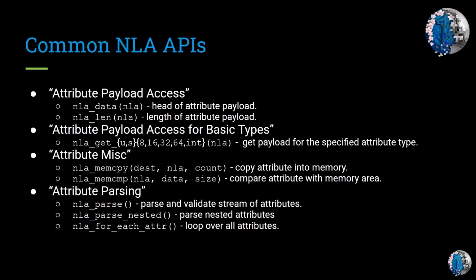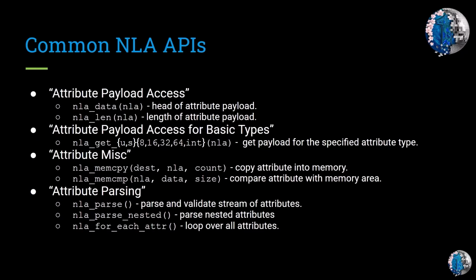These are some common APIs you're going to see in code that's handling the parsing and callback functions for NL80211. They're defined in some netlink.h kernel header. There's definitely more than what's up there on the screen, but these are the ones that are relevant to most of the work that I do.